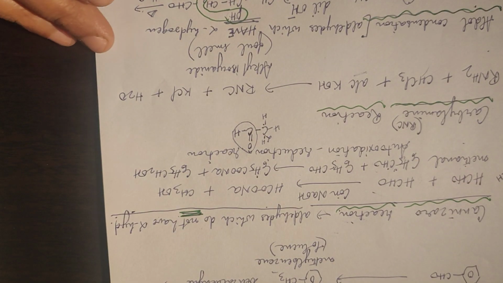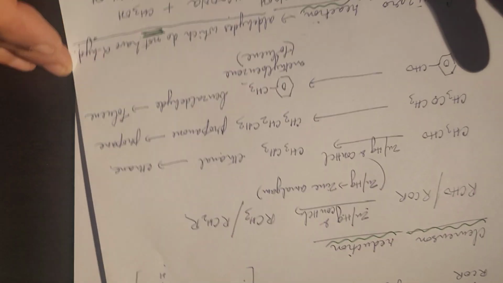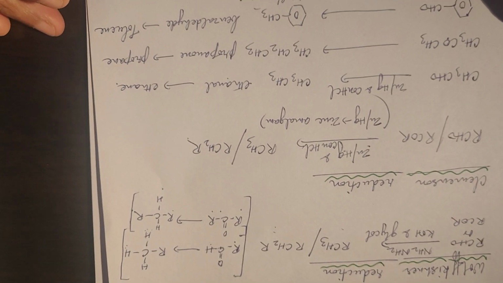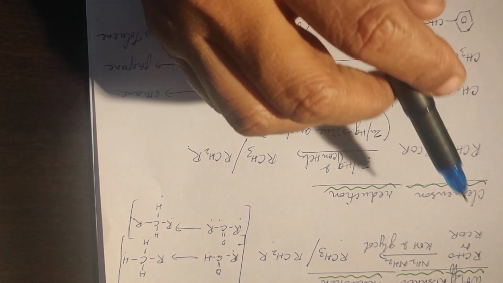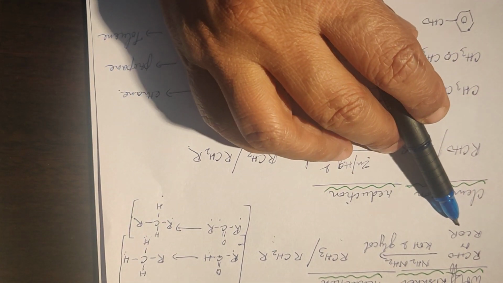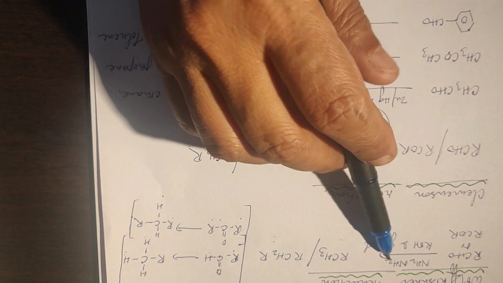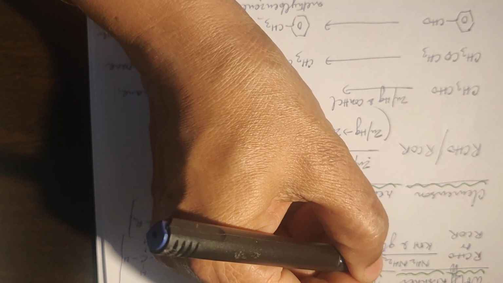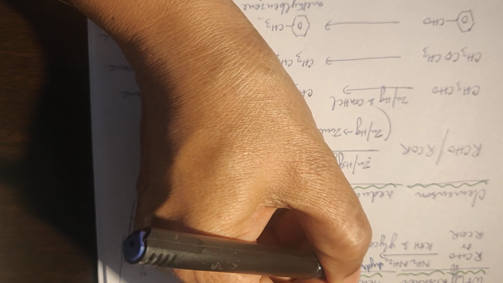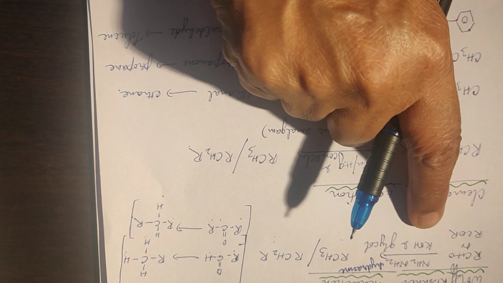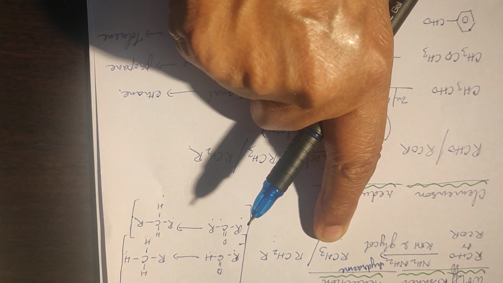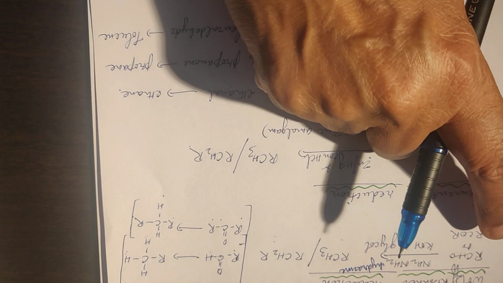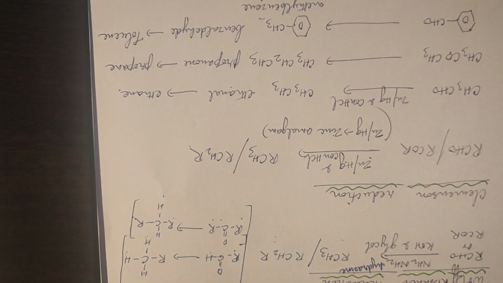Okay, now let's go further. That is Wolff-Kishner reduction. Now in this Wolff-Kishner reduction, you start with aldehyde or ketone, treat it with hydrazine. What is this NH2NH2? It is called hydrazine. In the presence of KOH and glycol, you will get the corresponding alkane with same number of carbon atoms as that of aldehyde or ketone.